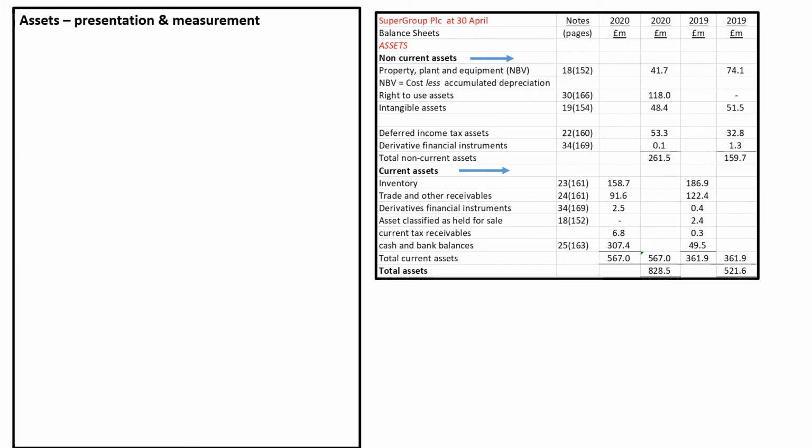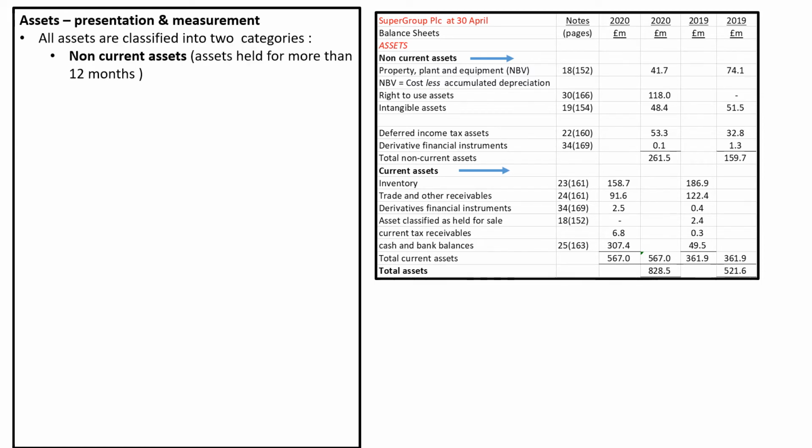Assets, presentation and measurement. All assets are classified into two categories: non-current assets, assets held more than 12 months, and current assets, assets held for less than 12 months or its conversion cycle. Conversion cycle is the time it takes to convert inputs into finished goods, and say for example builders who build houses, sometimes their cycle can take anything more than 12 months.